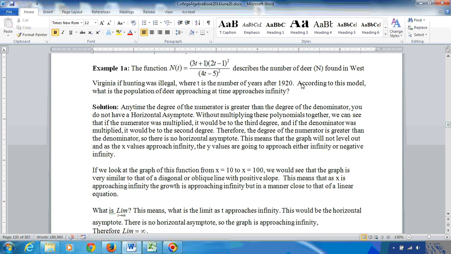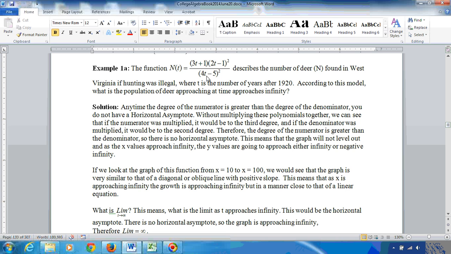Well, hopefully at this point you're used to the fact that this question is asking what is the horizontal asymptote. Because anytime we're talking about the limit as t approaches infinity or x approaches infinity, we're looking for the horizontal asymptote. Now, this function is too messy to put in Excel, or I guess you could actually FOIL all this stuff together and put it in Excel.